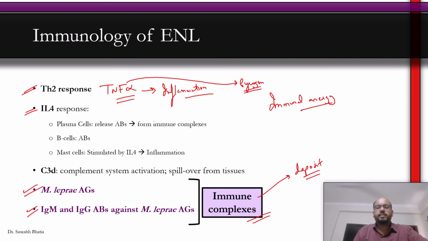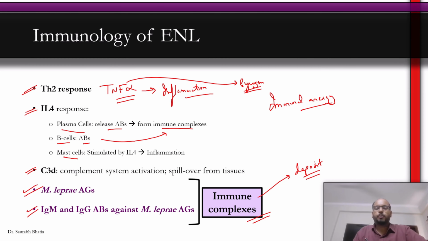What IL-4 does is it activates plasma cells to release antibodies, and furthermore antibodies along with antigen will again form immune complexes. IL-4 also activates B cells. B cells also release antibodies. The same thing is going to happen. You will have further immune complexes. IL-4 is also stimulated by mast cells, and mast cells lead to inflammation, vasodilation, increased vascular permeability, swelling. So all these kind of features are mediated by IL-4 and TNF alpha together.